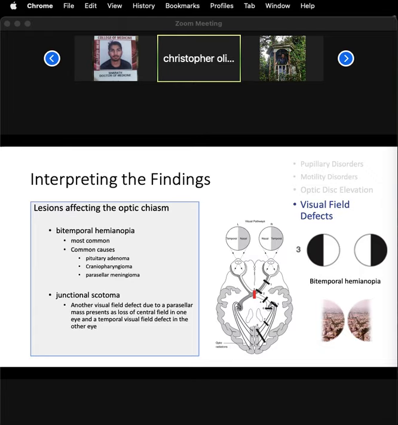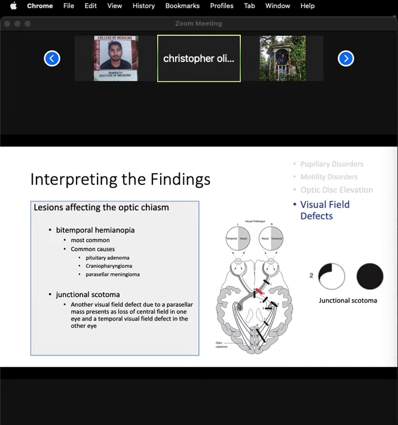Another visual field defect that will present when the lesion is affecting the optic chiasm is your junctional scotoma. Junctional scotoma is loss of central field or full field in one eye, yung periphery is intact, no? In one eye, and temporal visual field defect in the other eye. So, this is a junctional scotoma. It's a lesion that's located somewhere here or here.